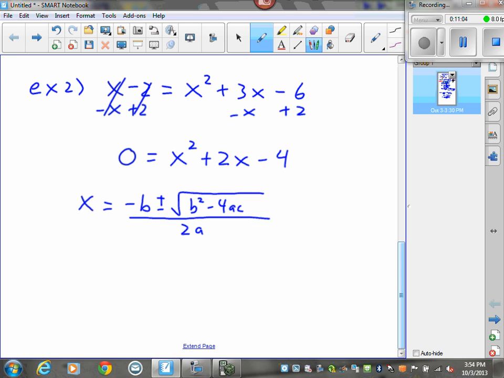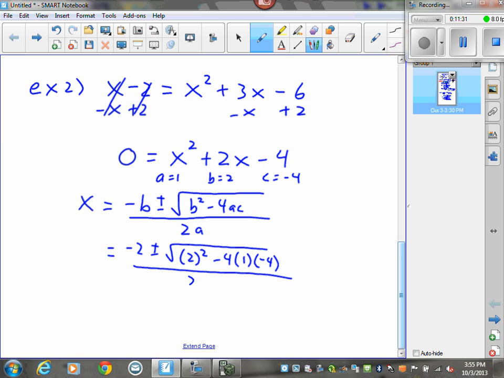Again, identify my a, b, and c. A is again 1, b is 2, and c equals negative 4. Right, so plugging in, opposite of b, so opposite of 2 is negative 2, plus or minus the square root, b squared, so 2 squared minus 4 times 1 times negative 4, all over 2 times 1.